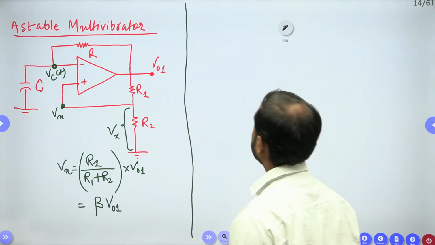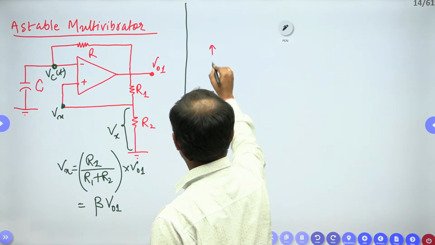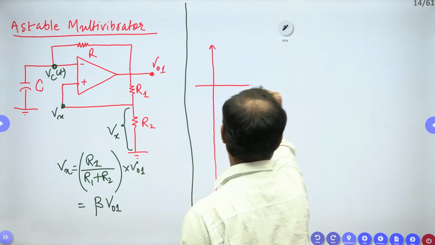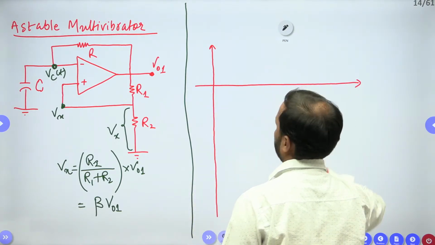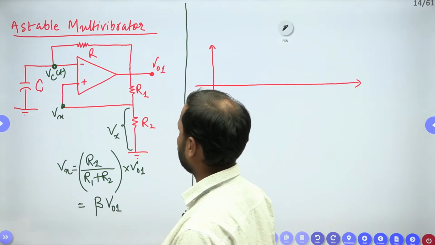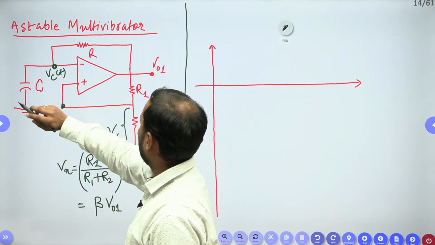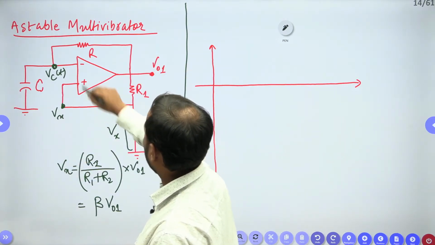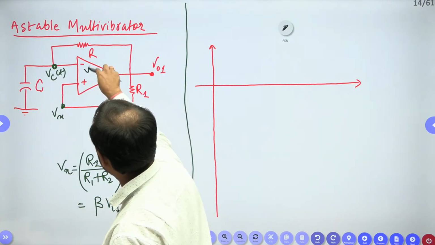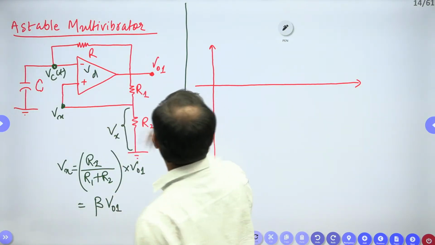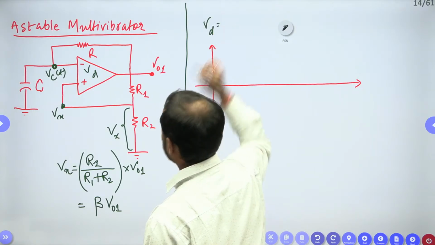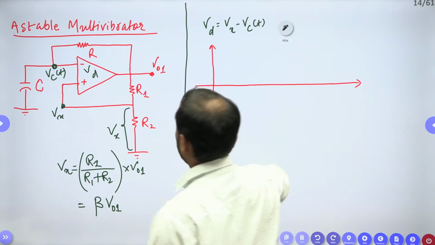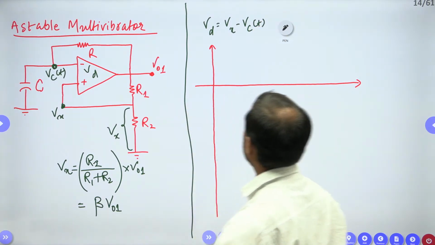Look at here, everybody. Now see, this is Vc of t and Vx. Let me take the difference here as Vd. So Vd will be equal to Vx minus Vc of t.